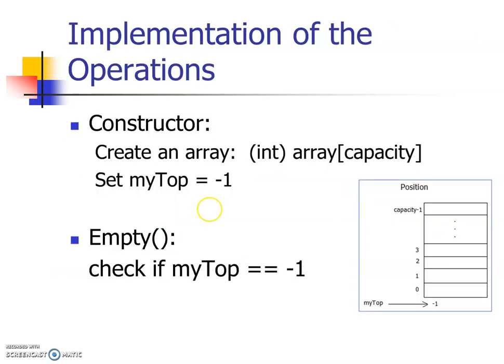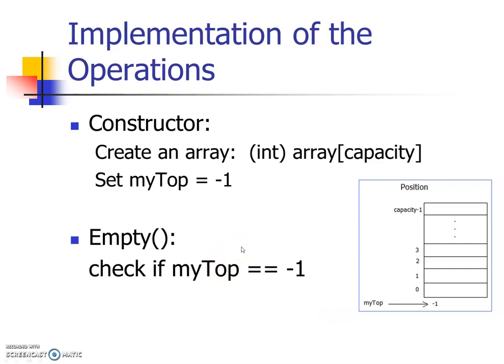Let's take a look at this one. To do a constructor, you need to create an array space. Define your data type, provide the name of the array, and then you of course need to define your capacity. So when you put your capacity over here, indicating how many spaces you will create, my top will need to equal -1, indicating that the whole thing is empty. So for the empty function, if my top is equal to -1, then it is empty. Otherwise, it is not empty.